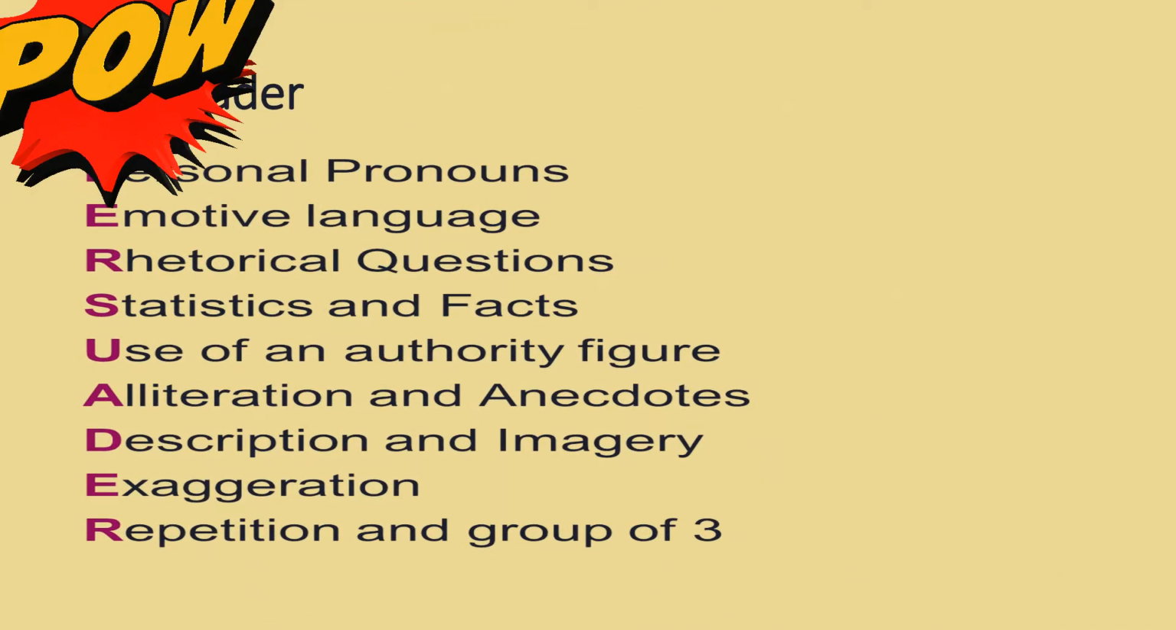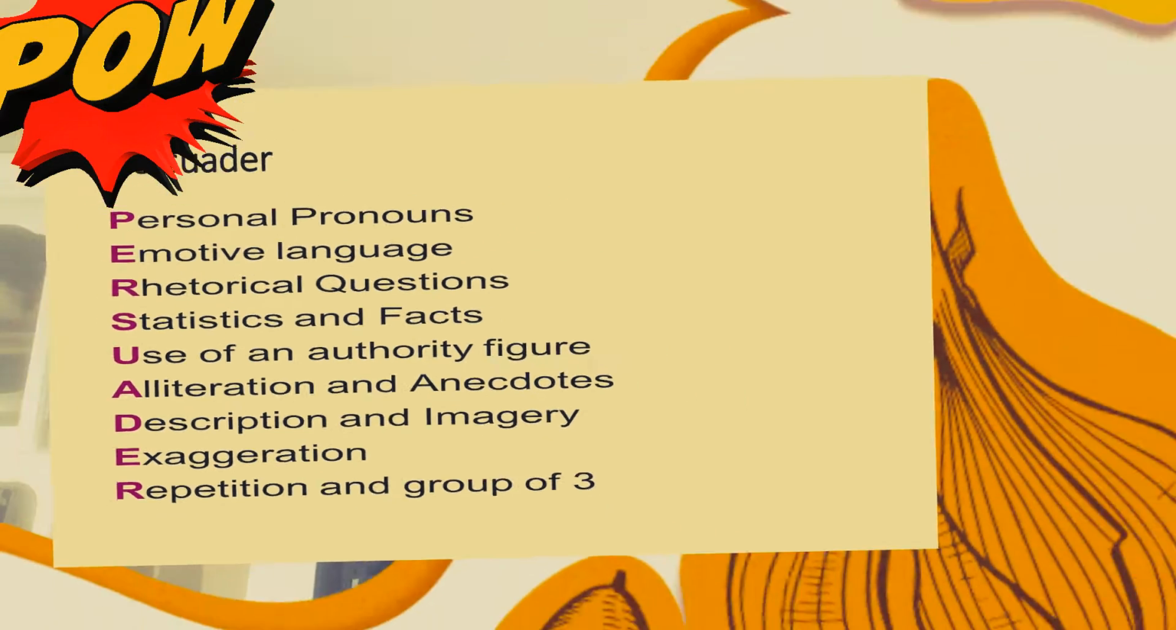Personal pronouns, emotive language, rhetorical questions, statistics and facts, use of an authority figure, somebody that other people look up to. This might be somebody who is an idol to others, or it may be somebody who's on the television a lot or seen as a celebrity, or it might be somebody in the community like a doctor, an authority figure, or a teacher. Alliteration and anecdotes, description and imagery, exaggeration and repetition and group of three. So if you're looking at remembering the mnemonic persuader, that's the language you're thinking about.